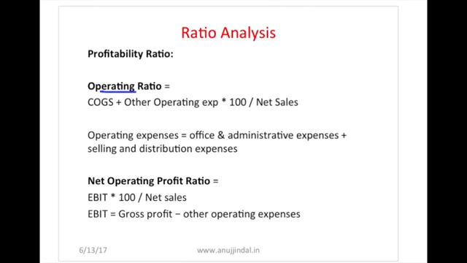The next is operating ratio. So operating ratio is COGS or cost of goods sold plus other operating expenses into 100 divided by net sales. You've already found out net sales. We already know how to find out COGS. Let's find out operating expenses. These are office and administrative expenses plus selling and distribution expenses. So you add these expenses to COGS in order to find out operating ratio.